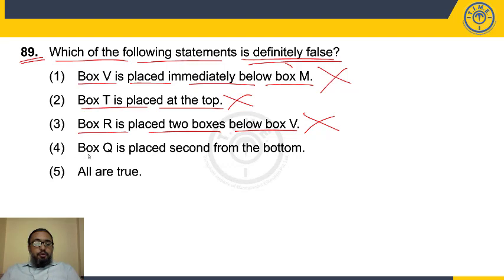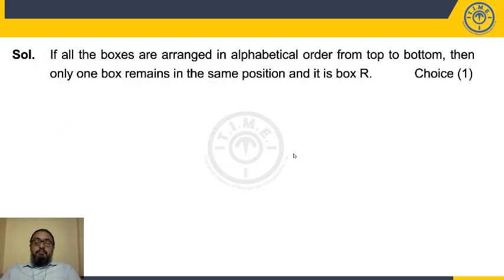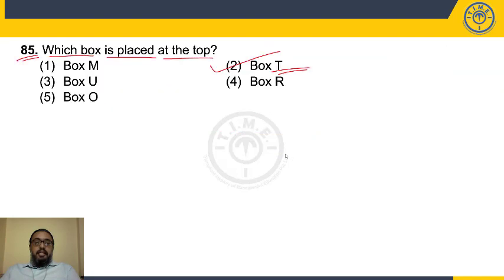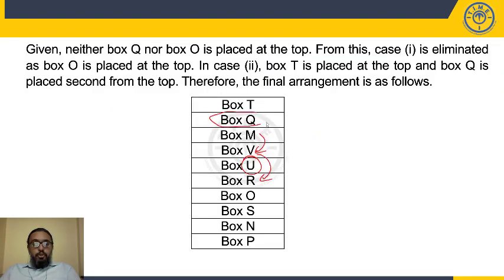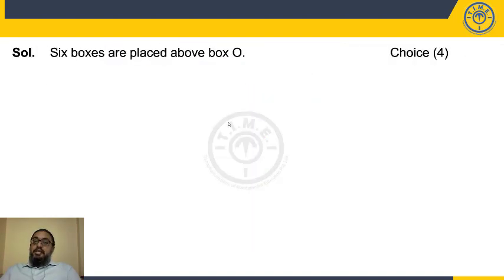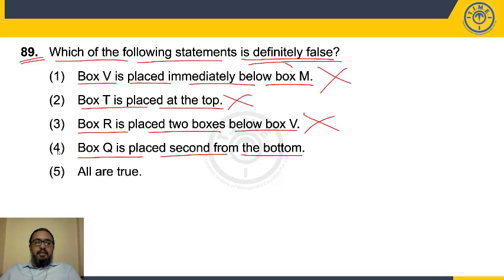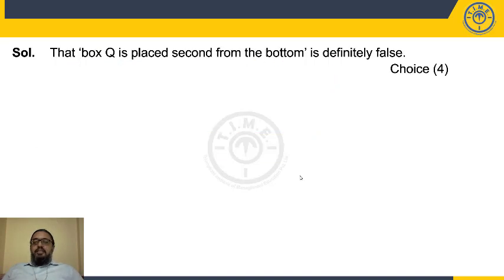Then fourth option, box Q is placed second from the bottom. Okay, let us see. Q is second from the bottom. No, Q is second from the top. So this information is definitely false. Correct? So I will choose choice 4. You can ignore the fifth one. Are you understanding the point here? Okay. Yeah. Fourth option. So these are the questions you have in this set.